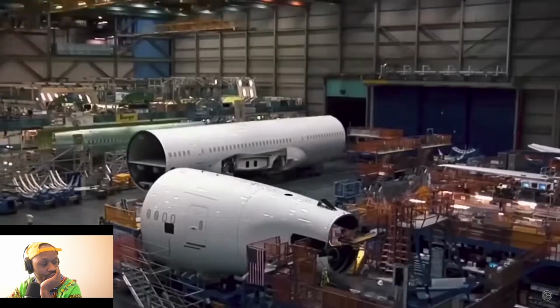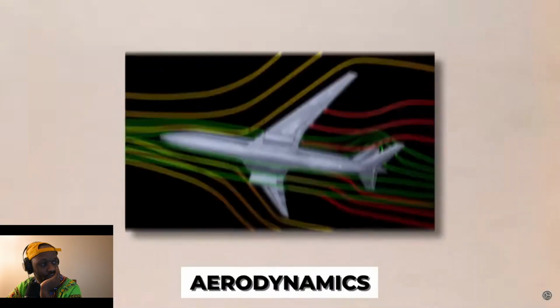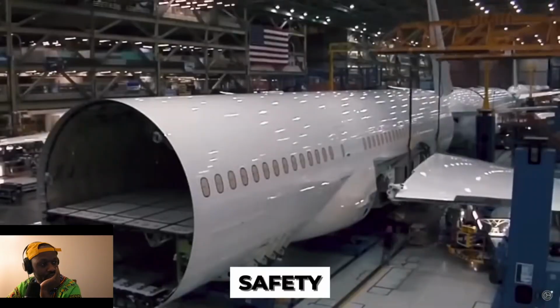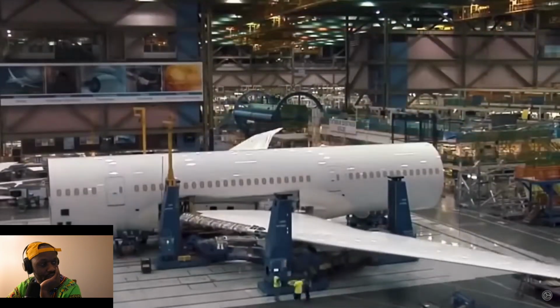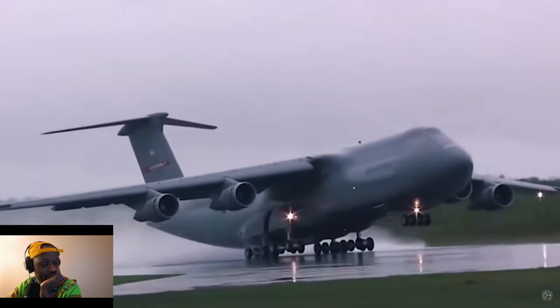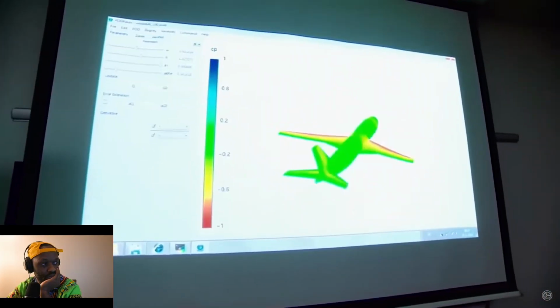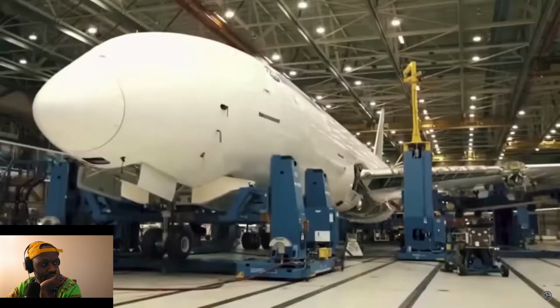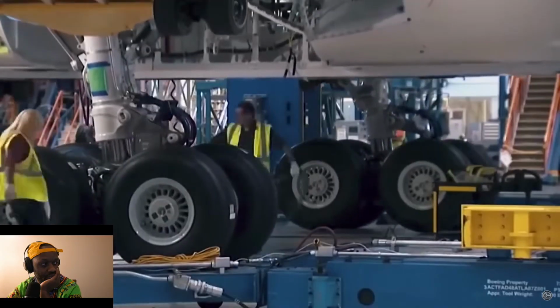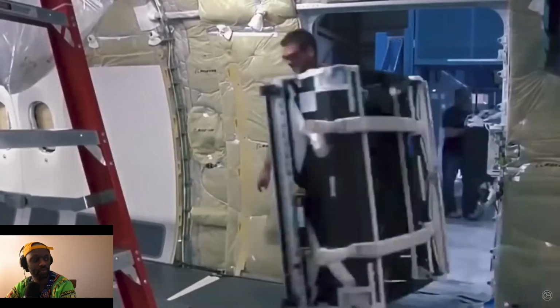Engineers and designers work together to create a blueprint for the airplane, taking into consideration factors such as aerodynamics, weight distribution, and safety. This phase is crucial, as any mistakes or oversights at this stage could have serious consequences later on in the manufacturing process. One of the most important aspects of airplane design is aerodynamics. Engineers use computer simulations and wind tunnels to test and refine the design, ensuring that the airplane will be able to fly efficiently and safely. They must also take into account other factors, such as the weight and balance of the airplane, the placement of the engines, and the materials that will be used in construction.